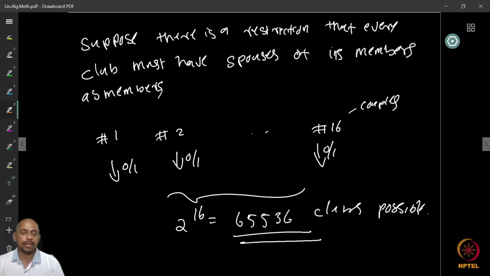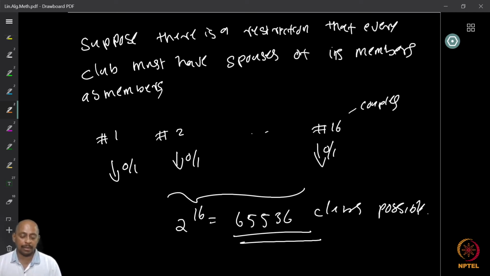Okay, so I say that there can be 65,536 clubs possible, including an empty club without any member. With at least one member, we can reduce by one. I mean, at least this many, right? Of course, we don't know, there can be more or not, but we know that there is at least this many clubs possible. So why is that? This is a huge number, right?